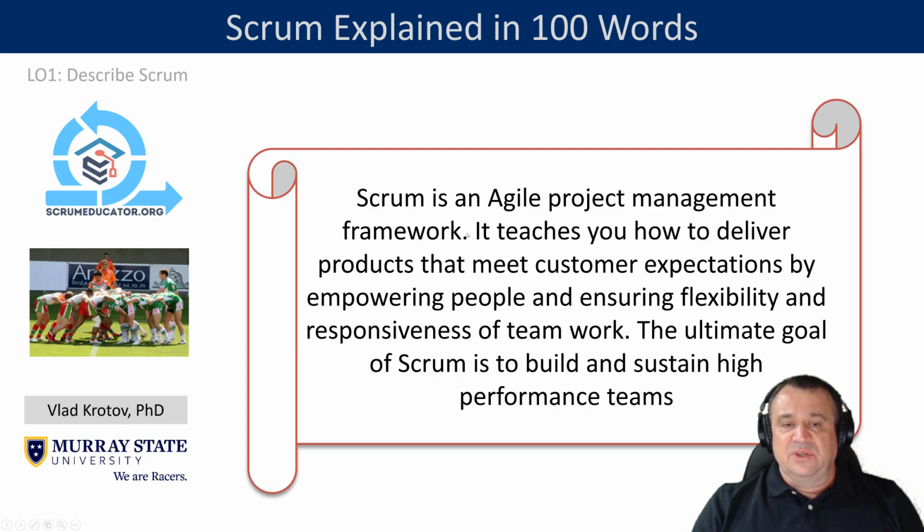Scrum teaches you how to deliver products that meet customer expectations by empowering people and ensuring flexibility and responsiveness of teamwork. So flexibility and responsiveness are also the defining characteristics of the agile movement in project management. And this is the most important part. I would say that the ultimate goal of Scrum is to build and sustain high-performance teams. So this is my explanation of Scrum in 100 words.